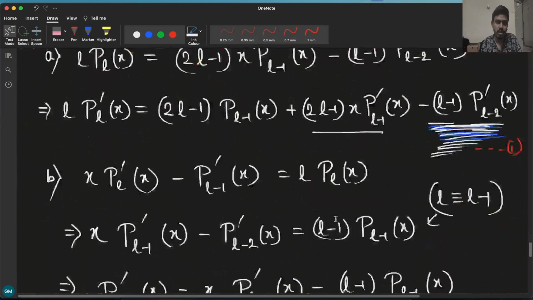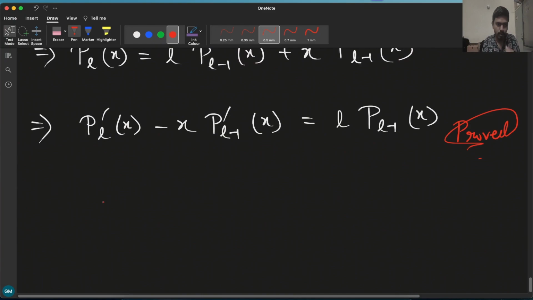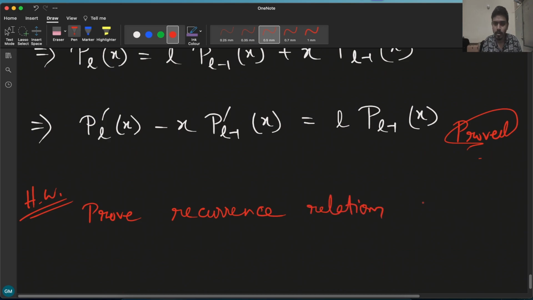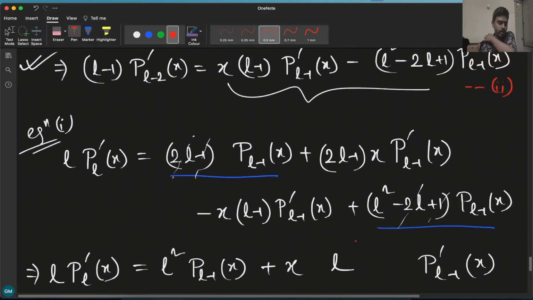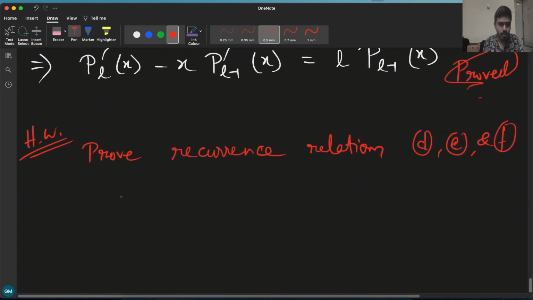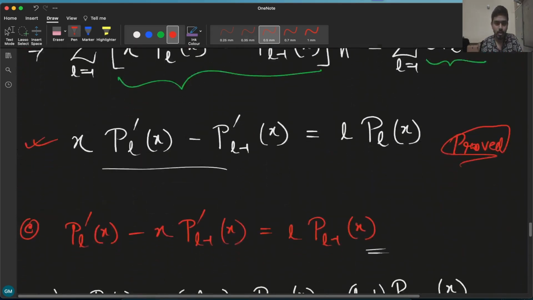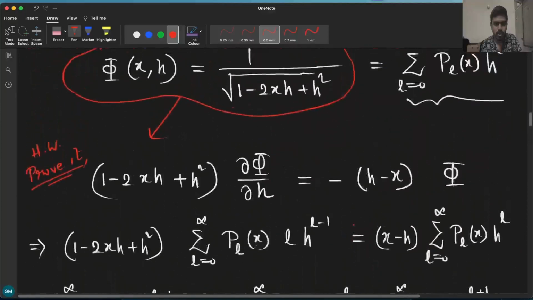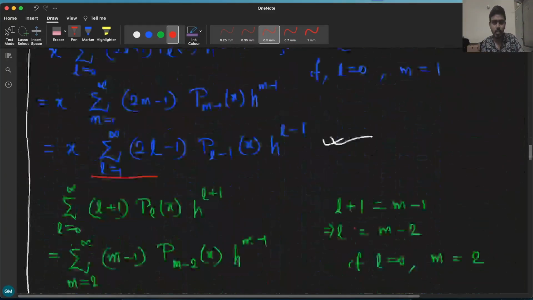So I have proved 3 recurrence relations, and I will give the other 3 recurrence relations as homework. So prove recurrence relations D, E and F. To prove them, you need to use recurrence relations C and B. So for example, I am giving you some hints.